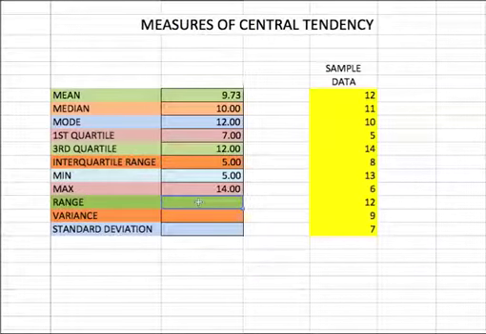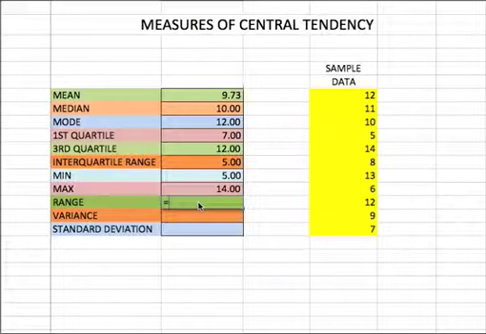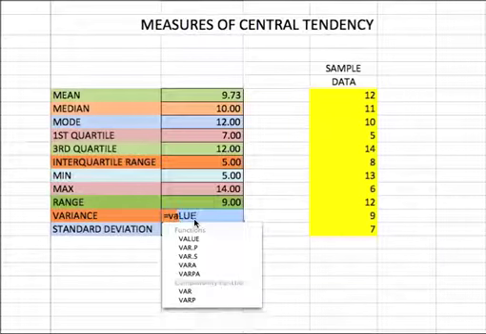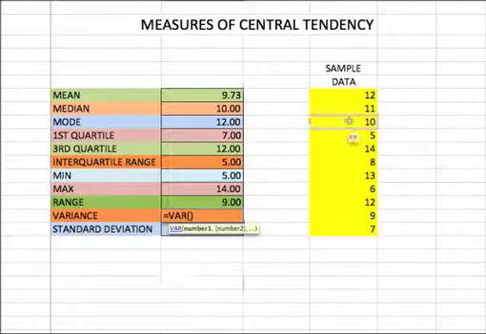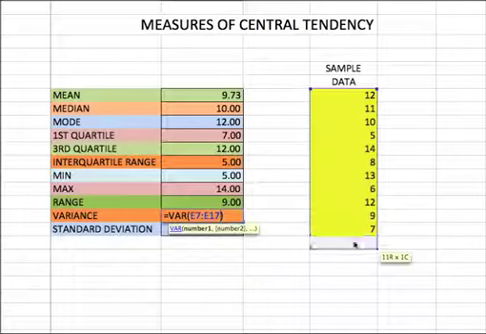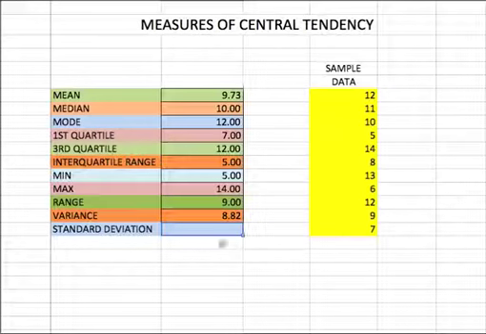Now the range is just the difference between the max and the min. So we will type equal. We will highlight the 14, enter the minus, and then subtract the 5. Variance is a function of variability, and we will get that by typing the function VAR. Variance will appear in our drop-down menu. We will highlight our data and push enter, and the variance will appear.